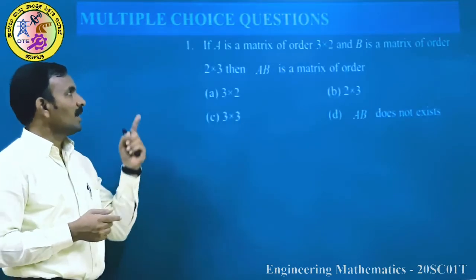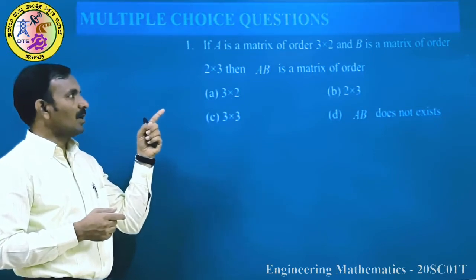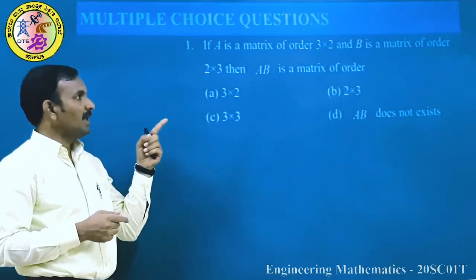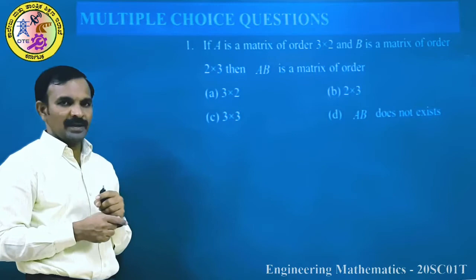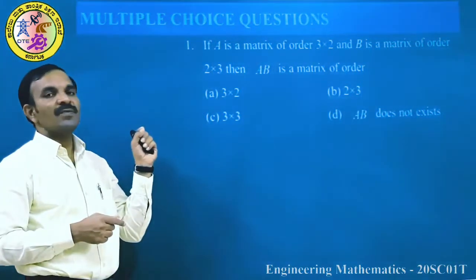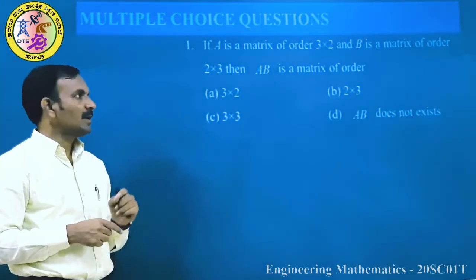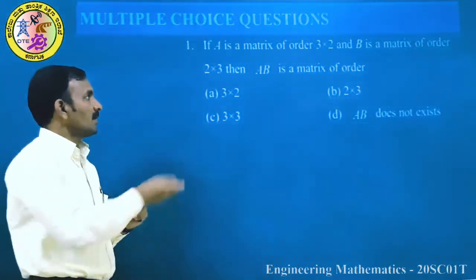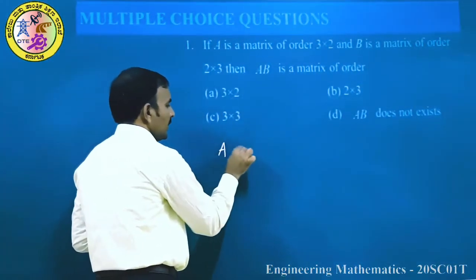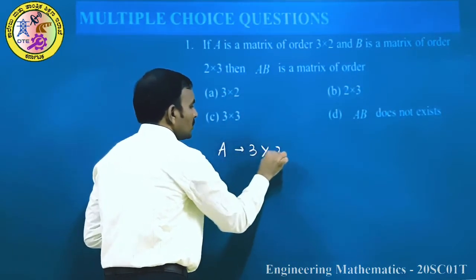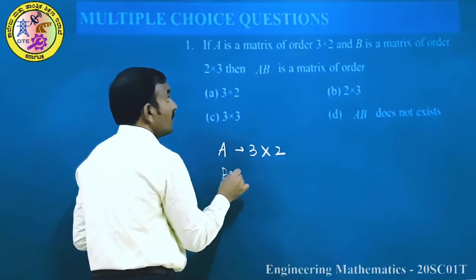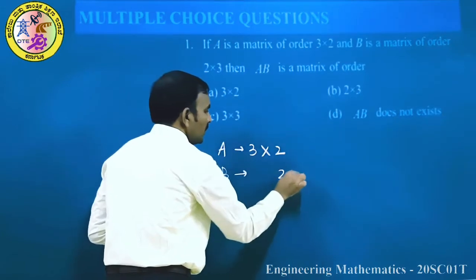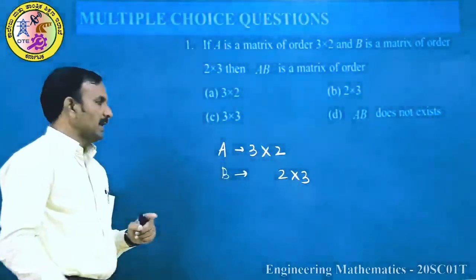First one is, if A is a matrix of order 3 cross 2, B is a matrix of order 2 cross 3, then AB is a matrix of order, 4 options are given. That depends upon the condition for product of two matrices. What is the order of A? A order is 3 cross 2. What is B order? 2 cross 3.